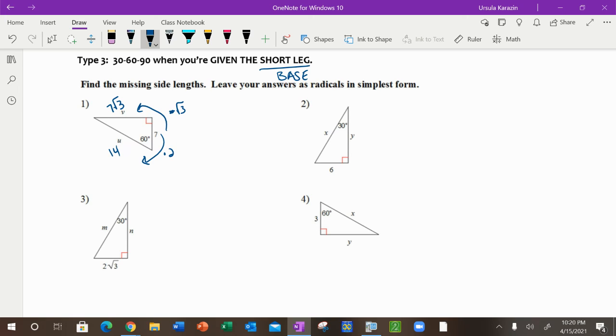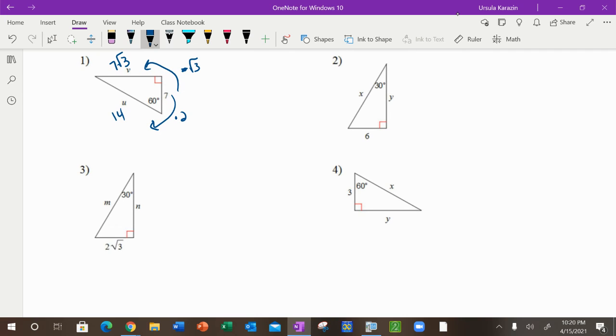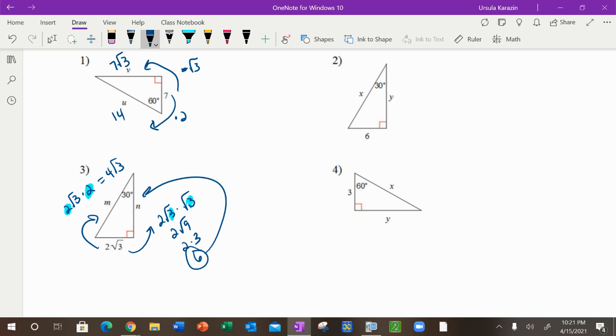So number 3, maybe. Let's look at 3 because it's a little bit different. When I multiply by 2, please recognize that you multiply the 2's together. So that's 4 square root of 3. And when I multiply by the square root of 3, I multiply just the radicals together. So that's 2 square root of 9, which is 2 times 3, which is 6. So that's that one.